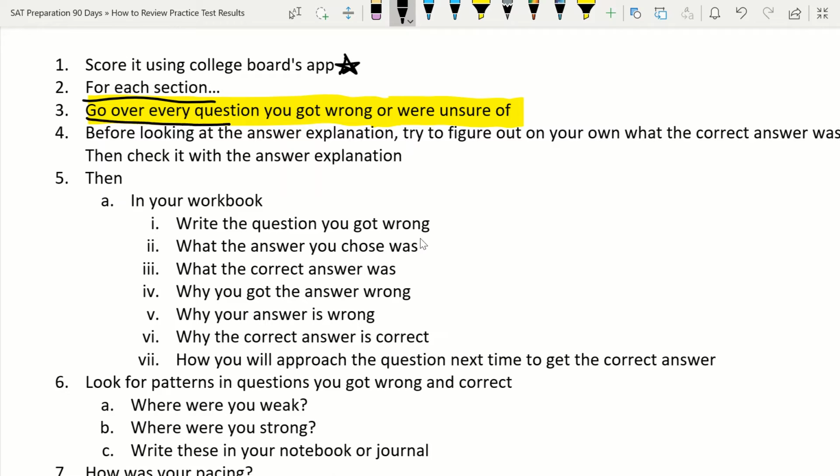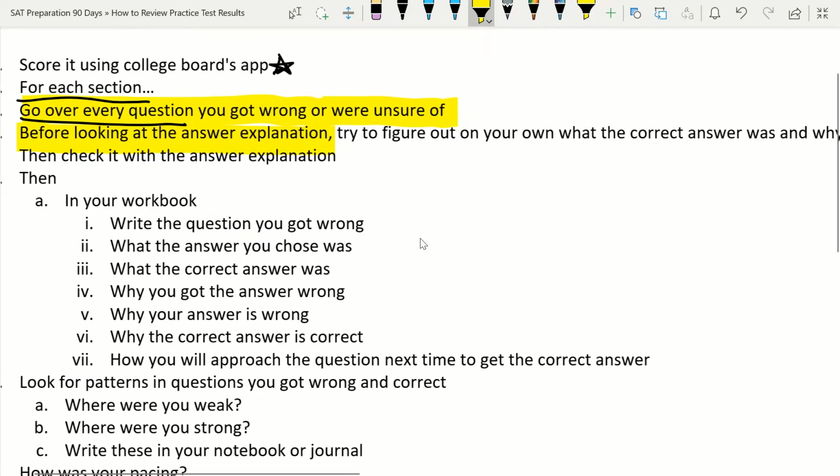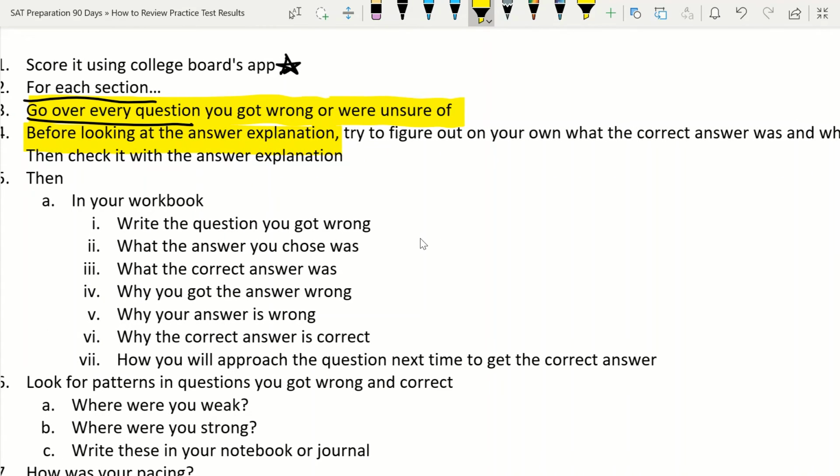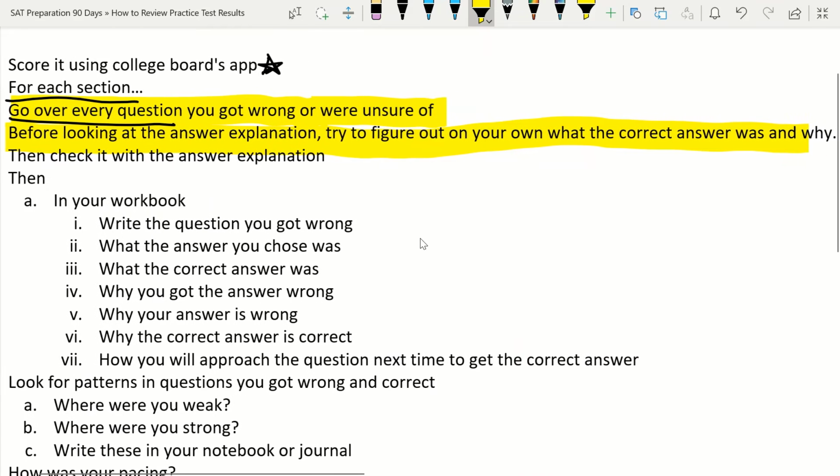Well, if you got a question wrong, what you're going to do first, before you look at the correct answer or the correct answer explanation, is you're going to see you got it wrong, because I believe that it puts a little X by that question for you instead of just giving you the right answer. So if you see you have an X, so you got one wrong, you're going to try to figure out on your own what that correct answer was and why that correct answer is correct. So why do we do this? Well, we do this because if we know we got a question wrong and then we go back and try to figure out on our own what the correct answer was and why, we're more likely to remember how to get there, right?